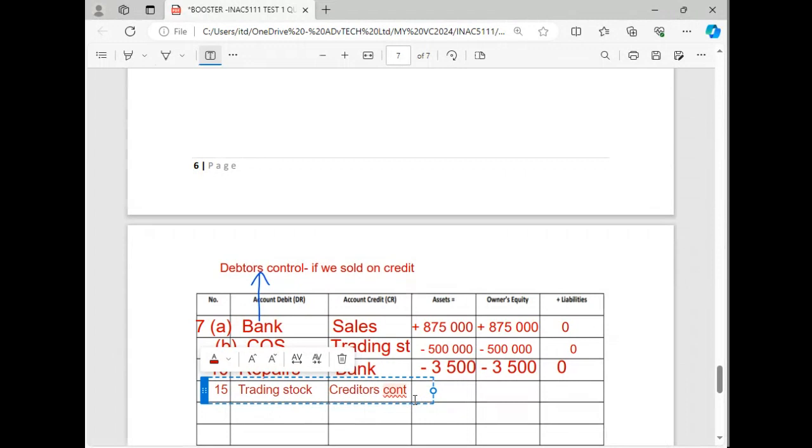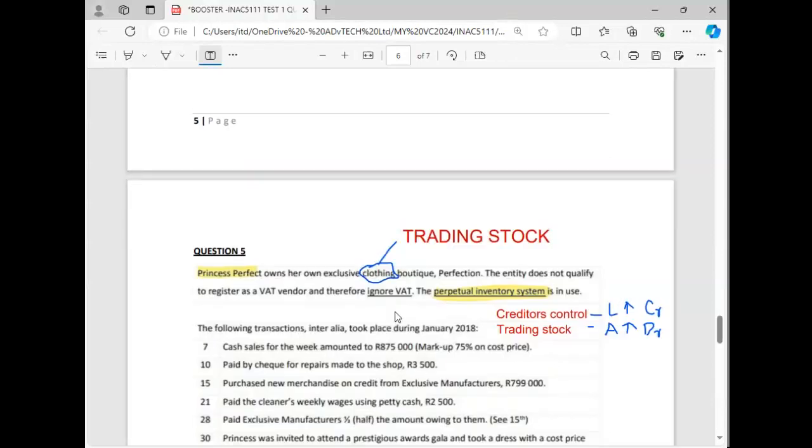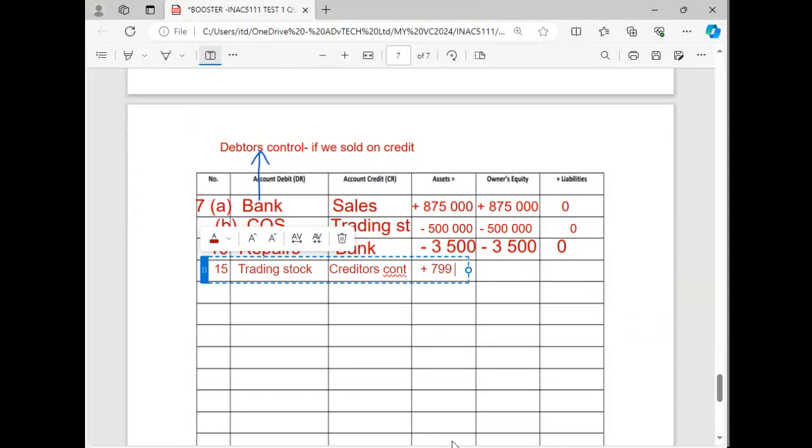The effect, I'm going to put it here. Can I put something here? I would say assets increase and liabilities increase. I don't know the numbers. The amount. Is it 799,000? So nothing happens on equity, and then liabilities also go up by 799,000. I'll go look at what it does next.